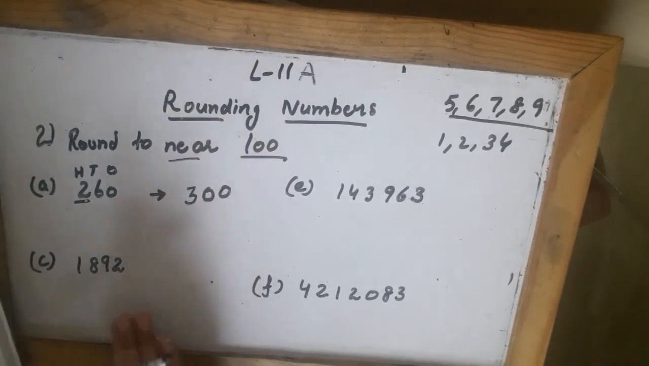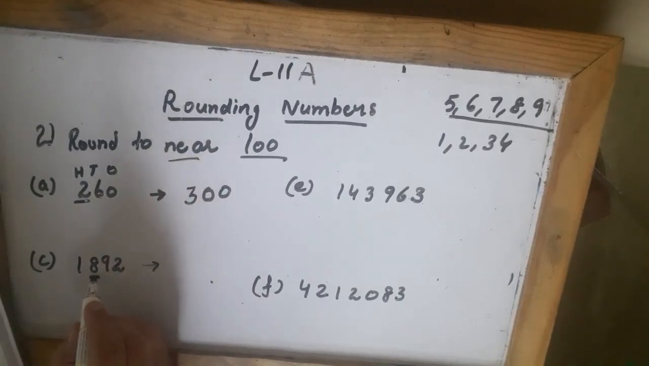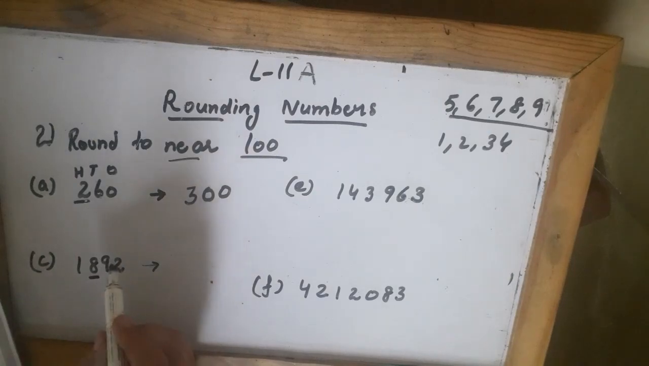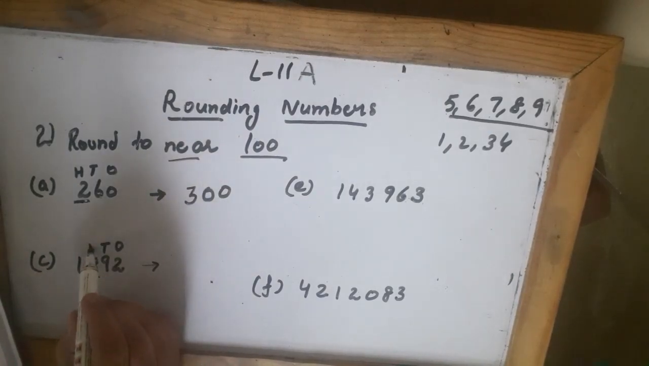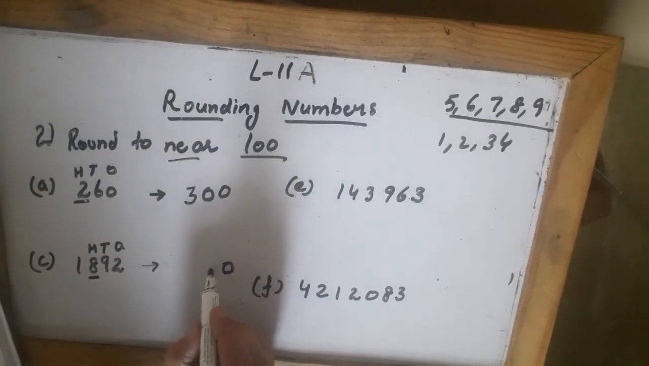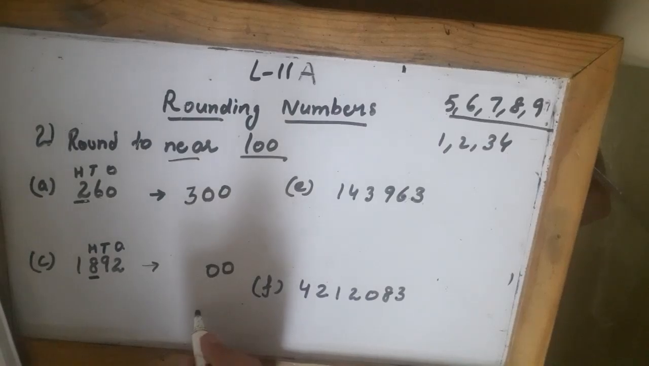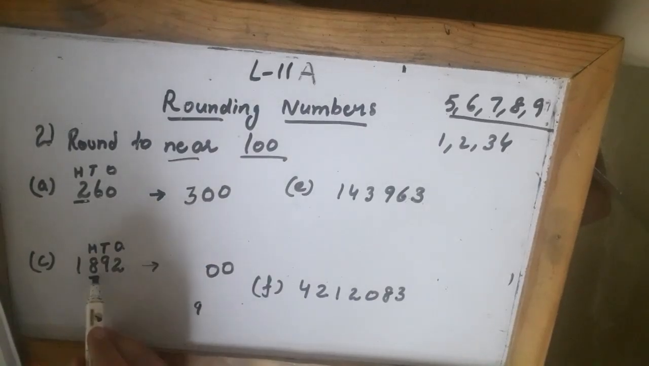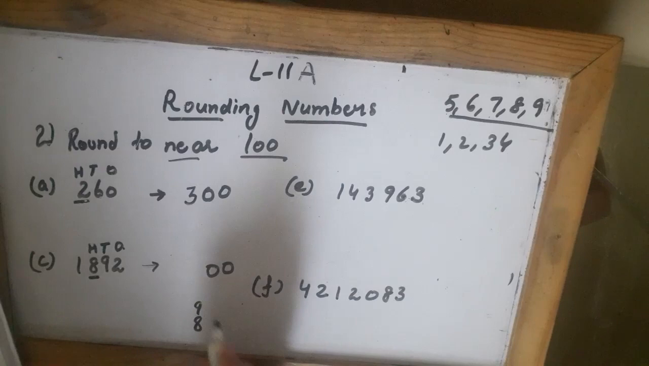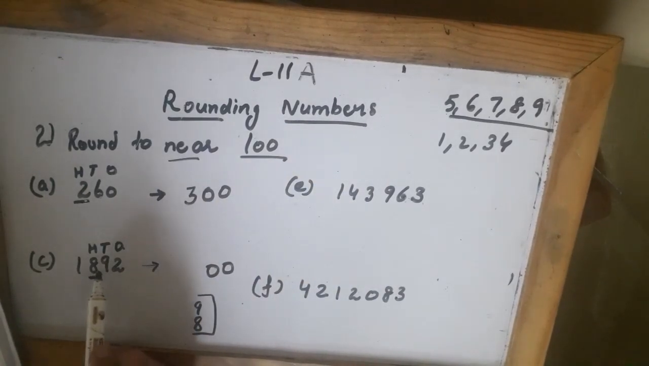Is that clear? Now look at the C part. First of all, I will mark the 100s place because we are rounding off to near 100. So the digits at the 1s and 10s places will both become 0. Okay, now we have to decide whether 8 will change to the next digit, that is, become 9, or remain the same. How will I decide? I will look at the digit immediately to the right of 8.